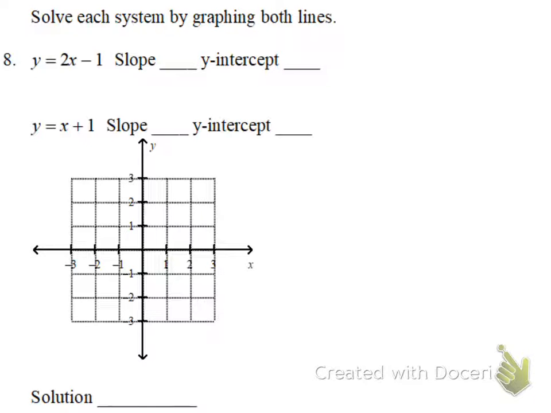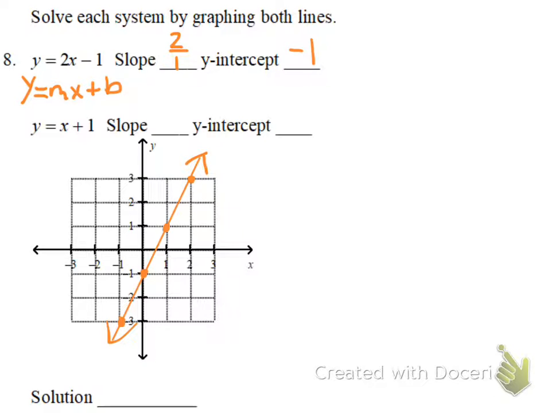Graphing, we've got a slope of 2 over 1, y-intercept of negative 1, because y equals mx plus b, where m is the slope and b is the y-intercept. You can think of that b as your beginning point, so we're going to begin at negative 1, and then we'll go up 2 to the right 1. So we have the first line graphed.